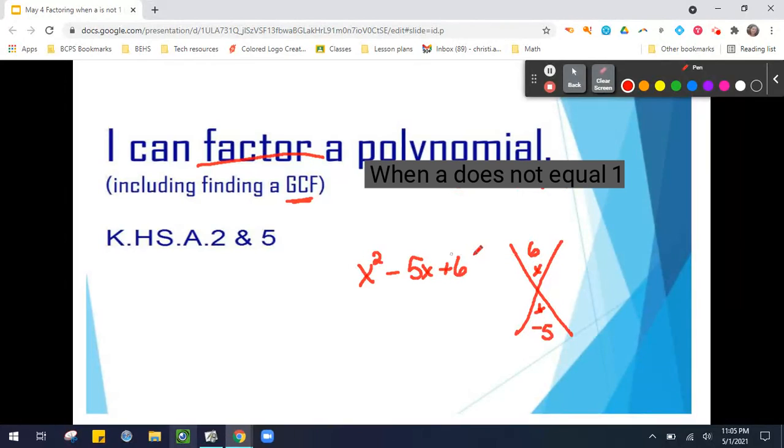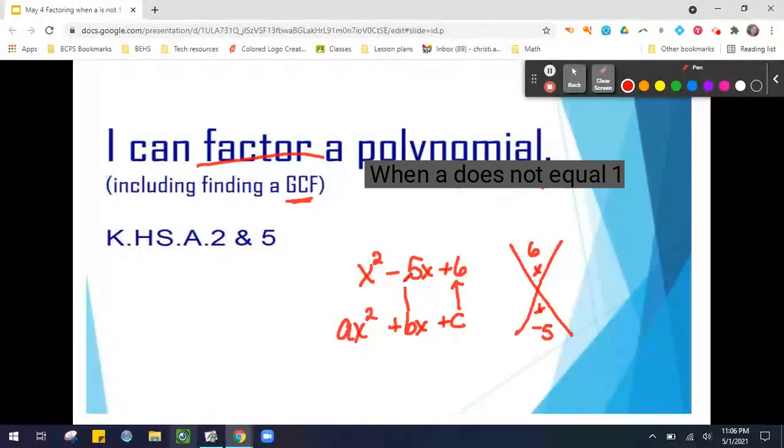Well, this is standard form for a quadratic equation. The standard form is ax squared plus bx plus c. In this case, c is 6, b is -5, and a is this understood 1 right here. Today, you're going to be focusing on polynomials where a, the leading coefficient, is not 1.